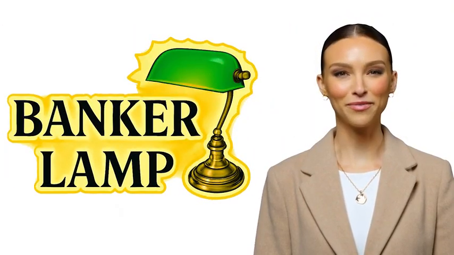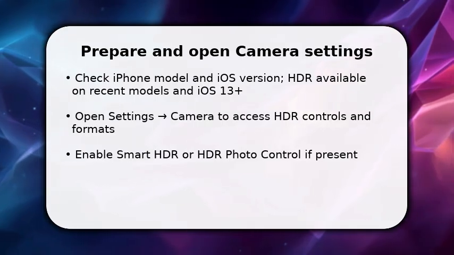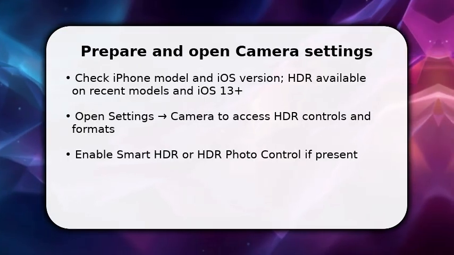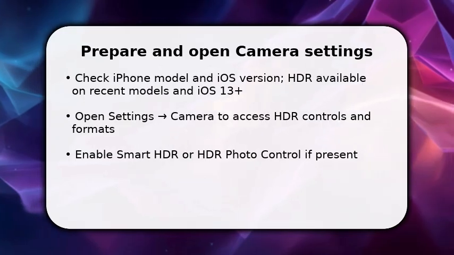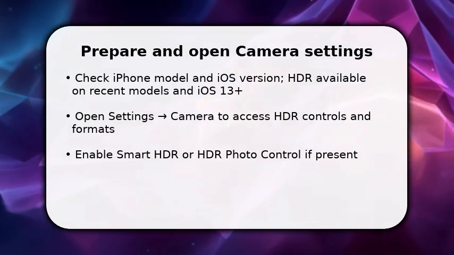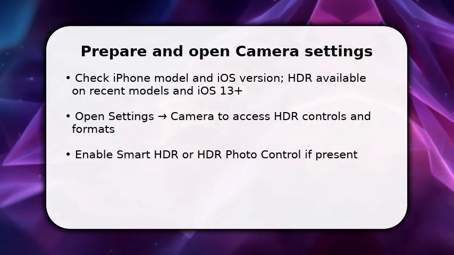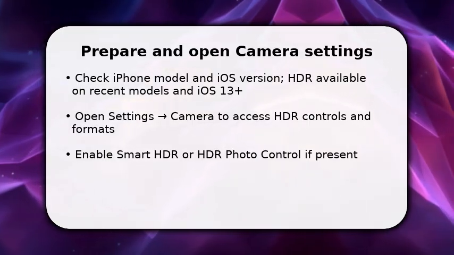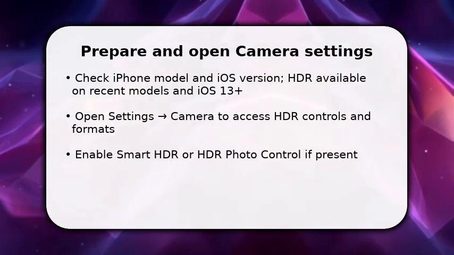Please enjoy the video. You start by confirming your iPhone model and iOS version because HDR options vary by device. Once done, open Settings and tap Camera to reach HDR controls. This puts you in the right place to make changes. Make sure Smart HDR is on for automatic captures or enable HDR photo control to see the toggle in camera. You're now ready to switch HDR in the camera app and to choose between automatic and manual control.